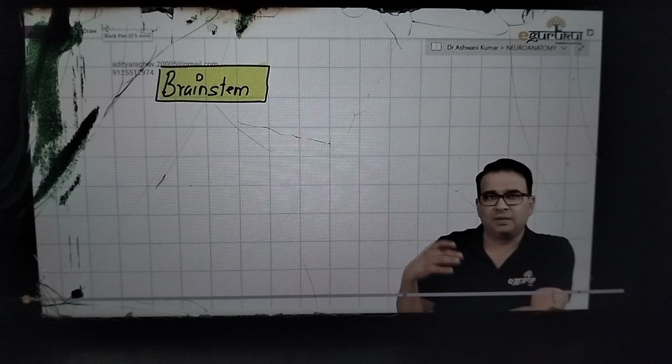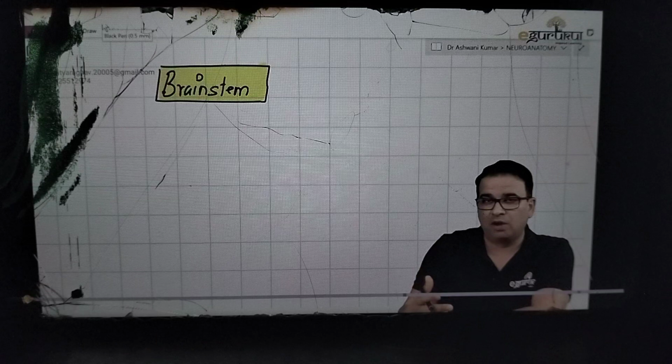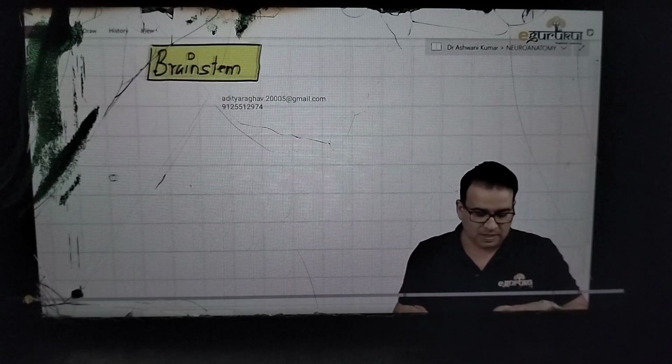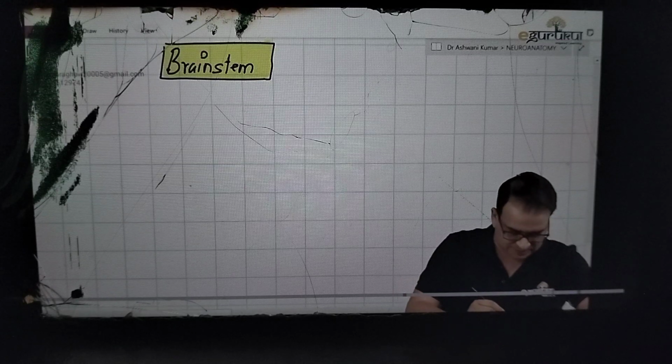So this is a topic in which, again, whatever we discussed in head and neck, the cranial nerve nuclei, the cranial nerve columns, the cranial nerves themselves, and the tracts we discussed in the spinal cord, this topic is an amalgam of everything. So first we are looking at the ventral aspect of the brainstem.